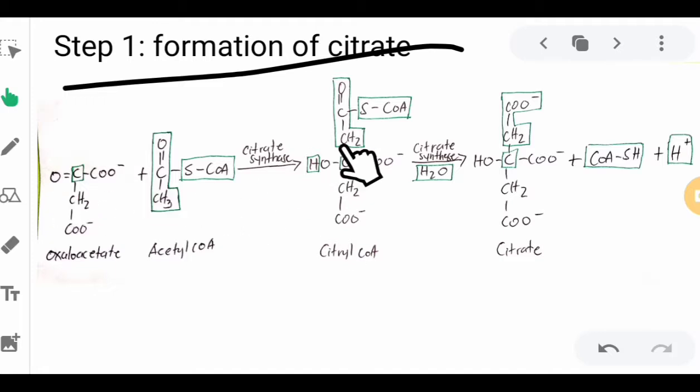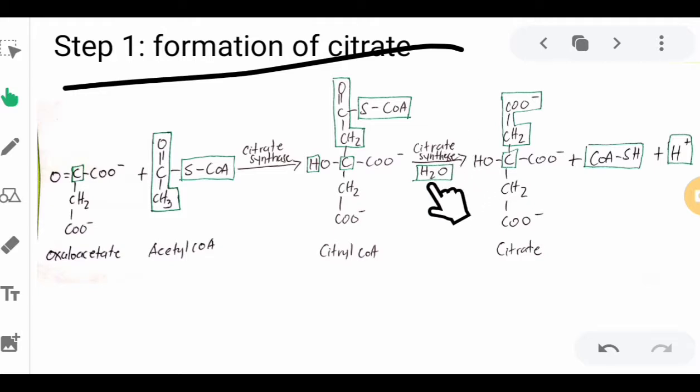Another step will occur in which we will have the hydrolysis of the thioester bond. This is the thioester bond, right? As you can remember from the previous lecture, the thioester bond is the bond that connects the sulfur and the carbon in an acetyl-CoA. So it will hydrolyze that, meaning it will break the bond. The S-CoA here, the sulfur coenzyme A, will be removed in the process, and the enzyme responsible for that again is the citrate synthase.